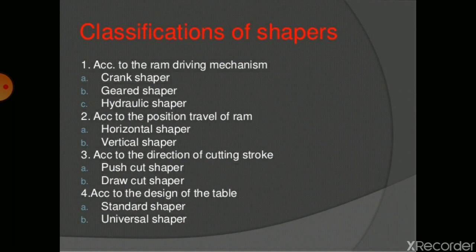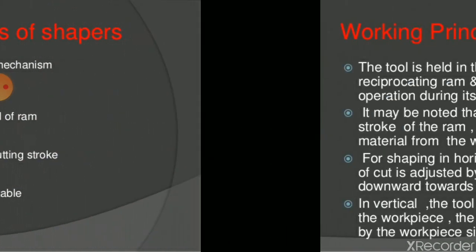Classification of shaper is in different types. According to the ram driving mechanism: crank shaper, geared shaper and hydraulic shaper. According to the position and travel of ram: horizontal shaper and vertical shaper. According to the direction of the cutting stroke: push cut shaper and draw cut shaper. According to the design of the table: standard shaper and universal shaper.